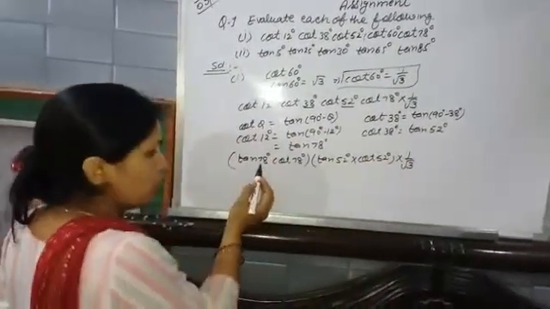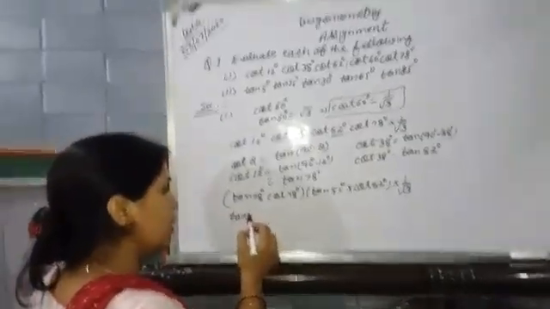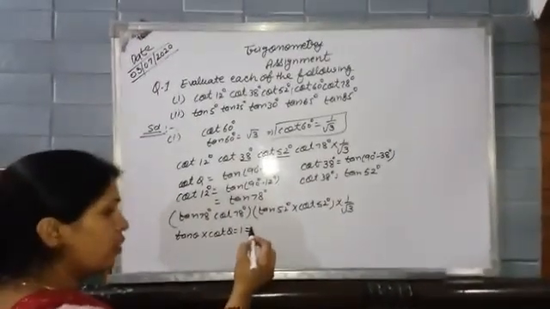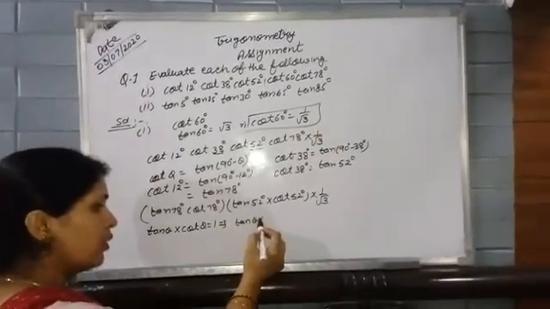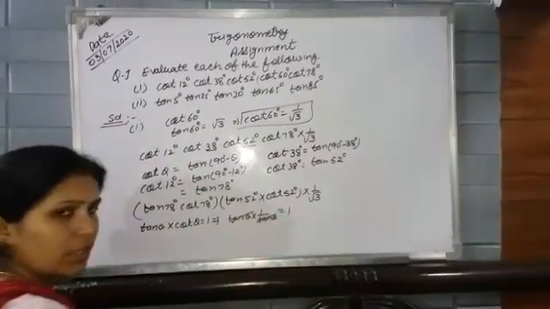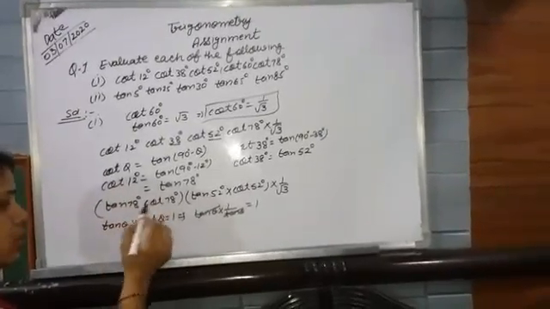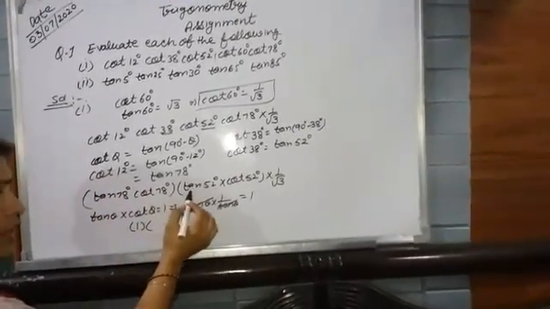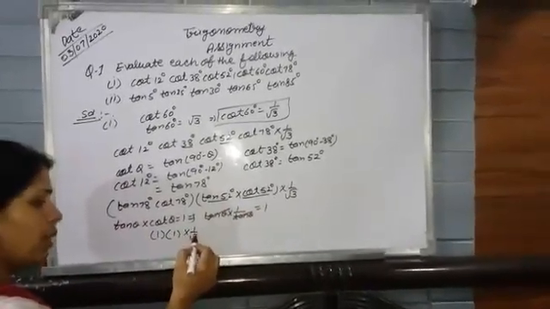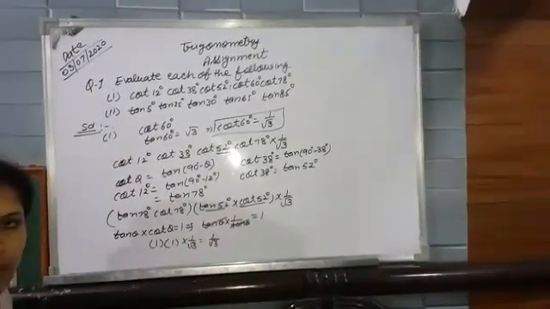and multiplied by 1 by root 3. Now we know that tangent theta into cot theta is equal to 1. Why is tangent theta into cot theta equal to 1? Because cot theta is the reverse of tangent theta, and we can write cot theta as 1 upon tangent theta. Tangent theta cancels out, and this value is equal to 1. So we can say that tangent 78 into cot 78 is equal to 1, and tangent 52 into cot 52 is also equal to 1, and multiplied by 1 by root 3. So what is the answer in this case? 1 divided by root 3 is the answer in this case.